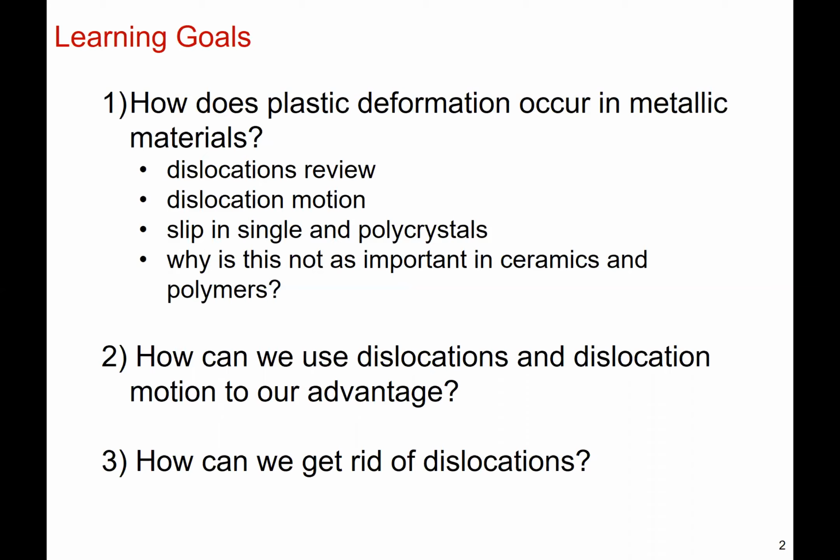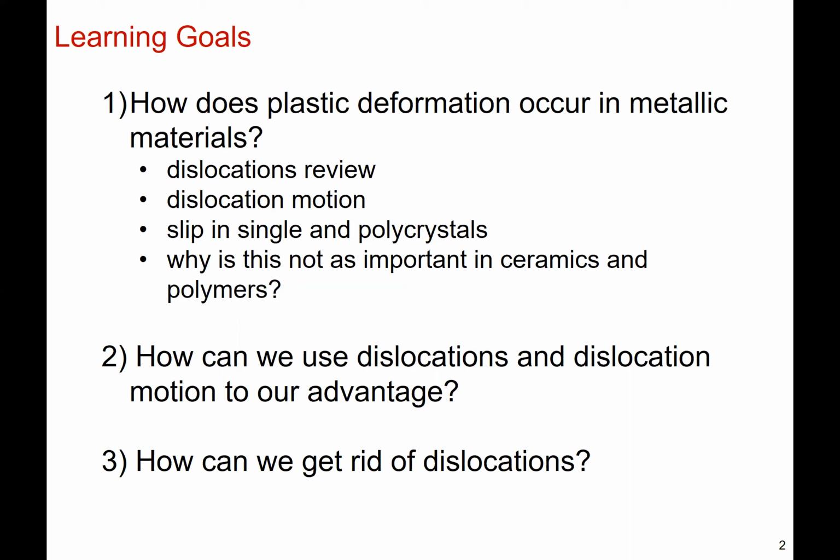We'll talk about how deformations occur. They occur through slip, and so that's dislocation movement in single crystalline materials as well as polycrystalline materials. Why isn't slip important in materials that are not metals, right? Ceramics and polymers don't have slip systems for this mechanism of deformation to occur.